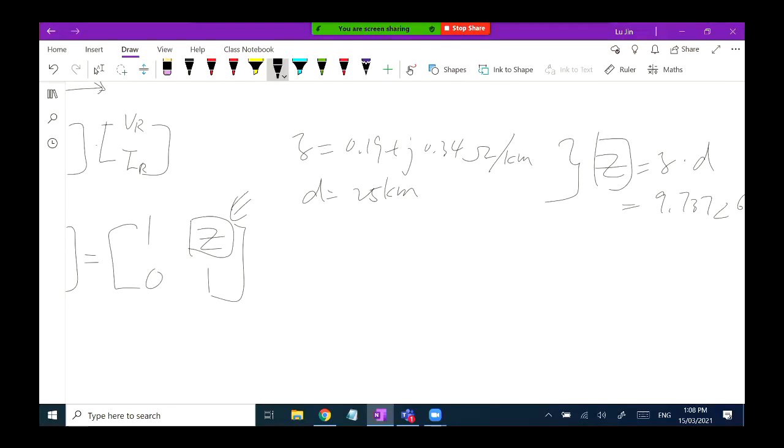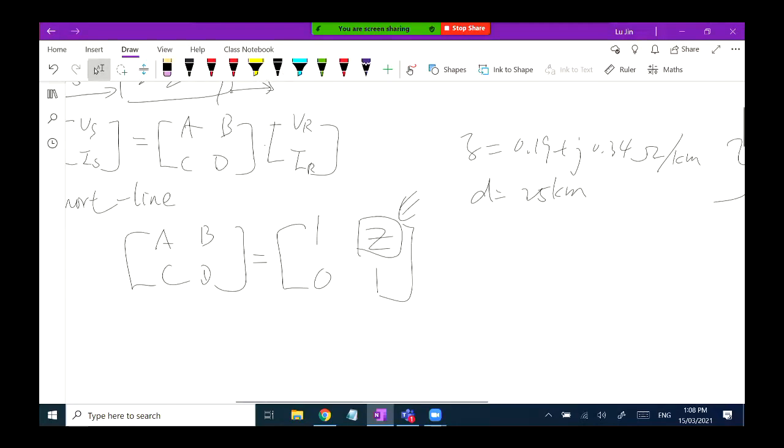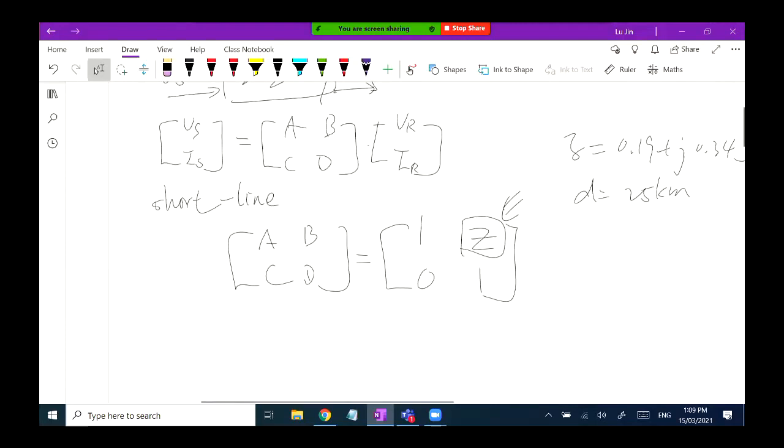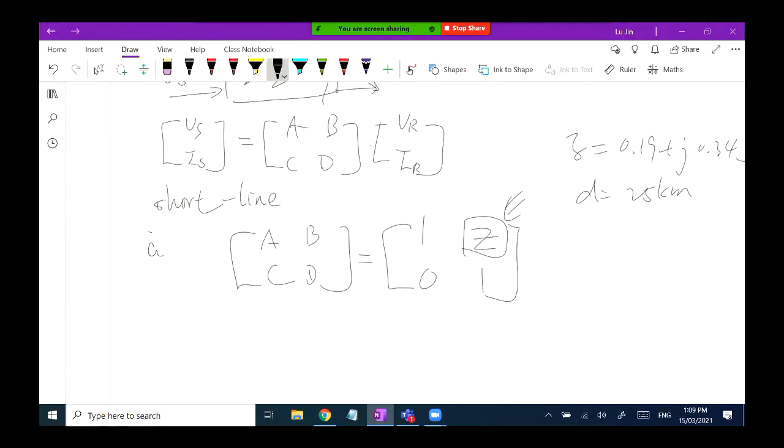Now these are all the conditions we have, and by solving this question, we have got A, B, C, and D, the four parameters in the ABCD model. So part A of the question is solved. This should be the easiest part.